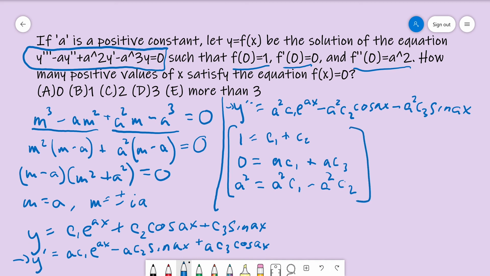So let's see what we can do with this. Well, we know that a is not 0 because it tells us that a is a positive constant. That's the first sentence in the problem. So we can rewrite this equation as c1 plus c3 equals 0. Just divide everything by a. And same thing goes here. We can divide everything by a squared. In the third equation, we get 1 equals c1 minus c2. So let's rewrite that. We get c1 plus c2 equals 1.